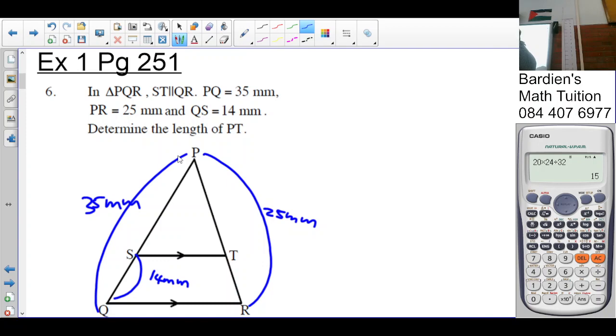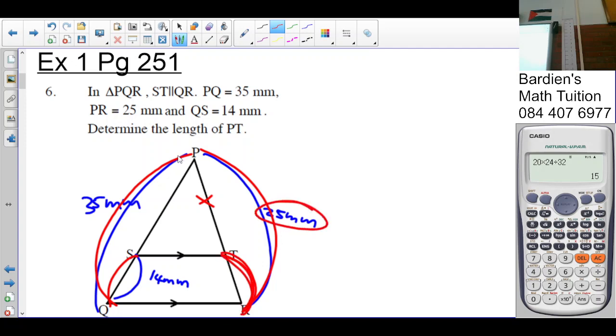Okay, but if you look at what we have, can you calculate PT at this point? What can we actually calculate? PR. That is what can be calculated. Why? Because we can see here that QS over PQ is equal to TR over PR. But they want this one here. So once we get TR, you can just subtract that from 25, and you'll get what they're looking for. You guys understand?